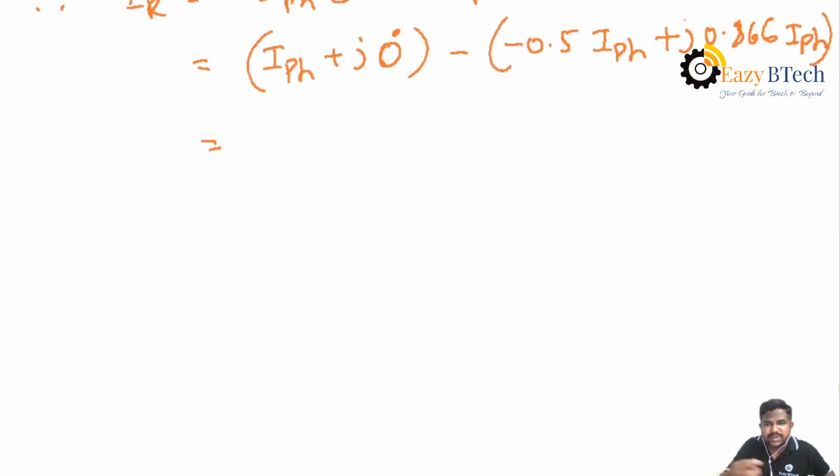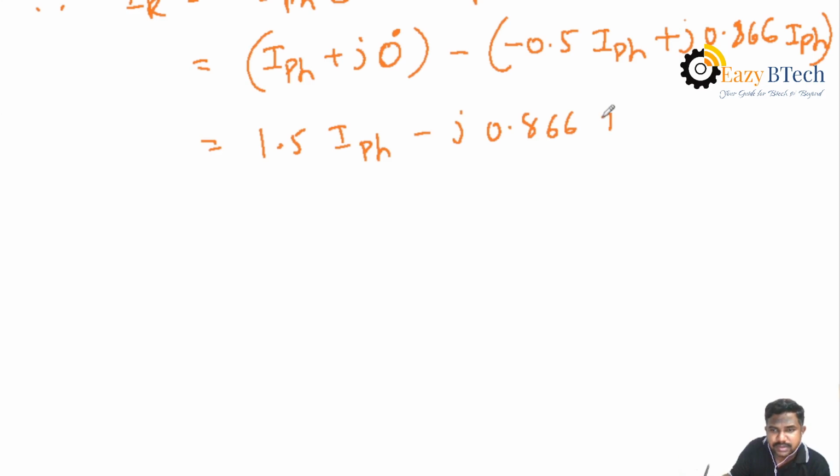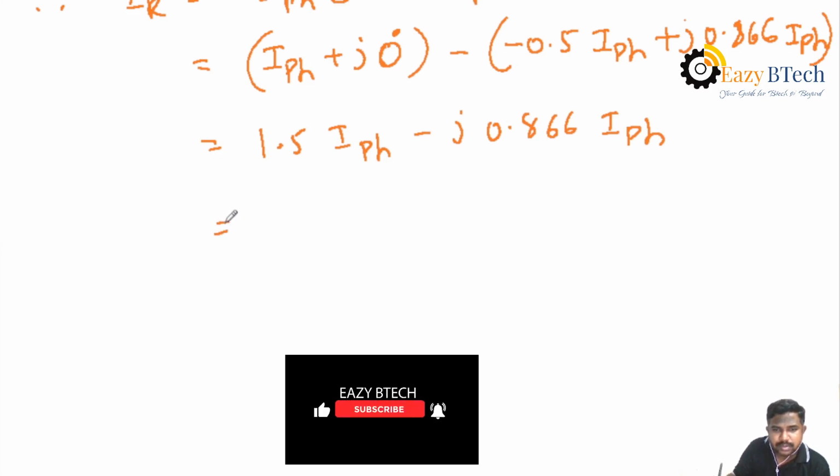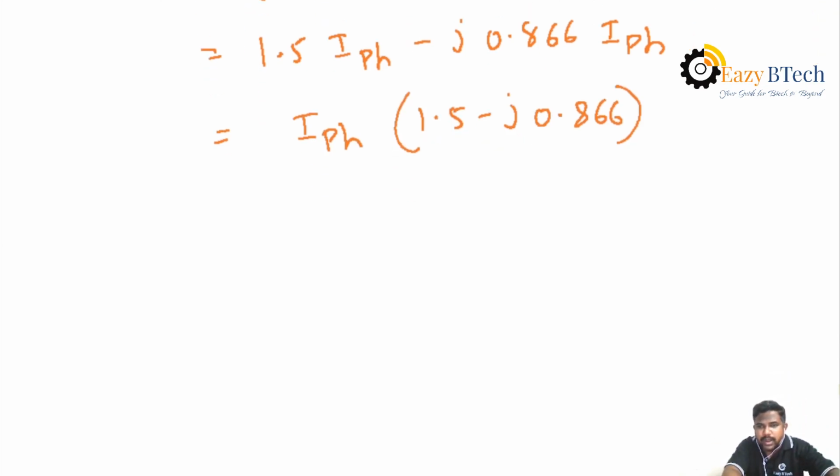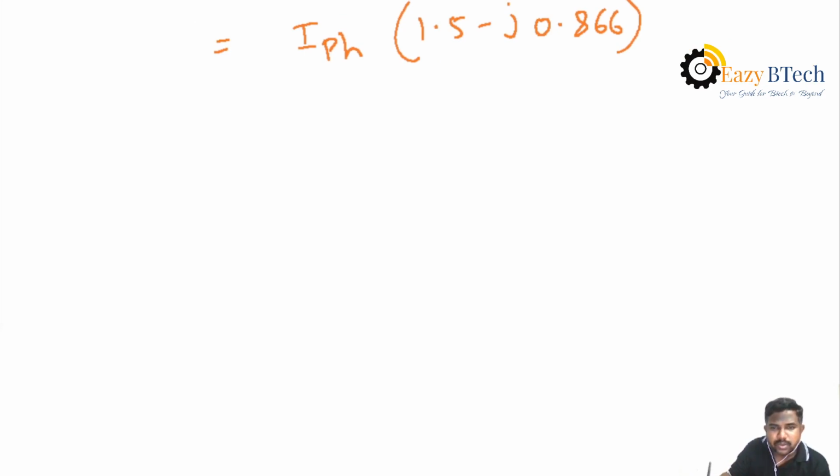Then you can simplify the equations here. The real terms are IPH and minus minus plus 0.5 IPH. That is, IPH will be common, 1 plus 0.5, that is 1.5 IPH, then minus J 0.866 IPH. Then IPH will be common. The rectangular form is 1.5 minus j 0.866. Then you can convert this form, that is IR.